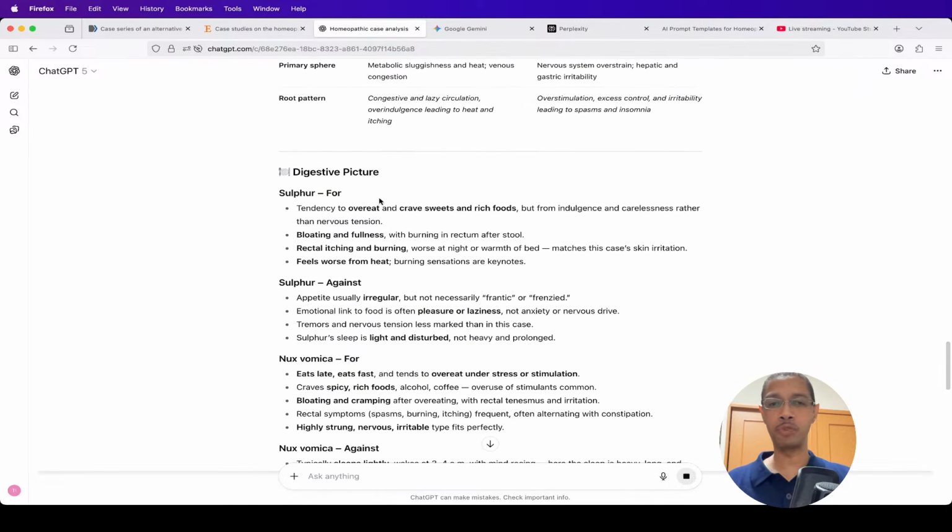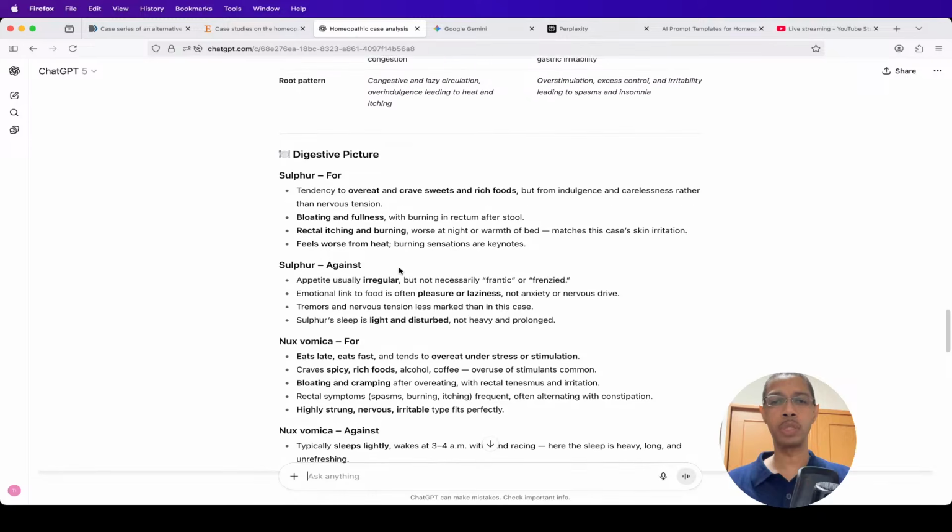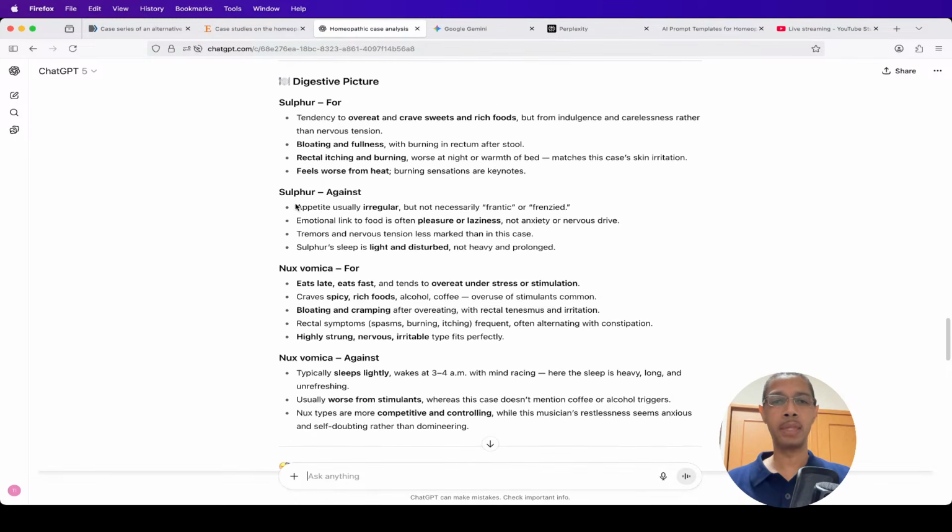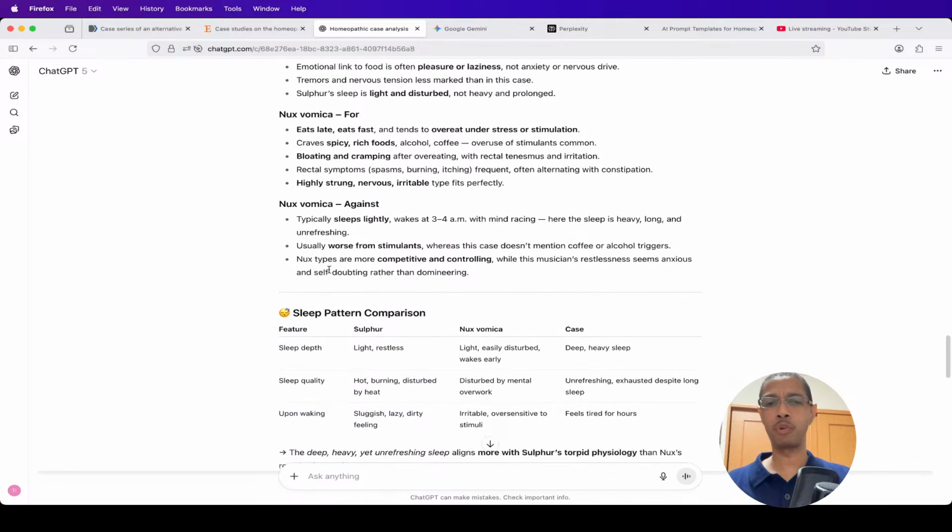So let's give the reasons for sulfur, right? The tendency to overeat, bloating and fullness, rectal itching and burning, feels worse from heat. And against sulfur, and it's got some things here, the tremors, the sulfur sleep is light and disturbed, not heavy and prolonged, and then Nux vomica and for and against. Okay, so you see the example of what I'm talking about here, of this output.